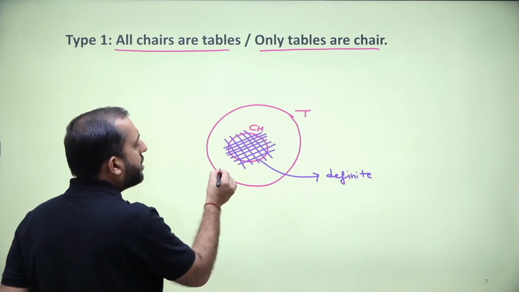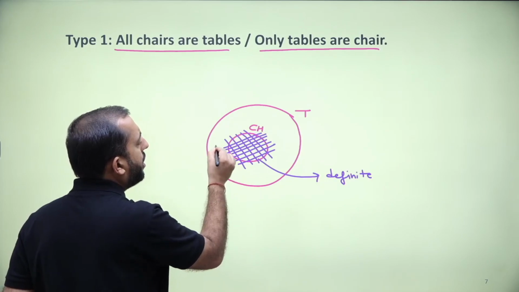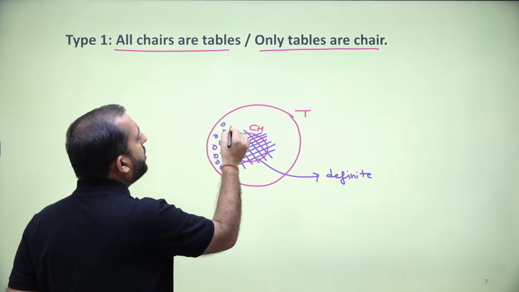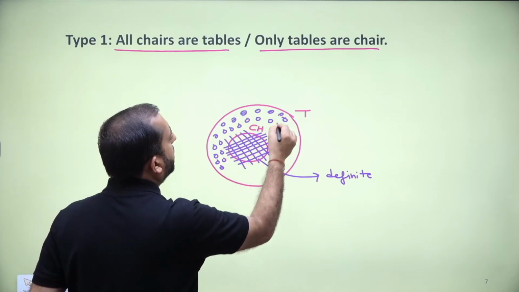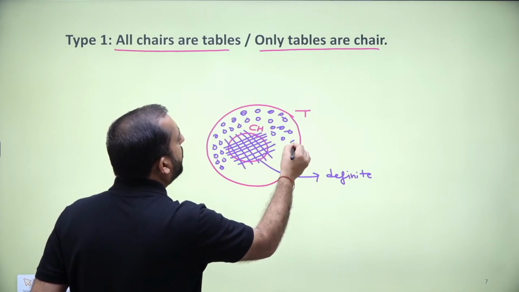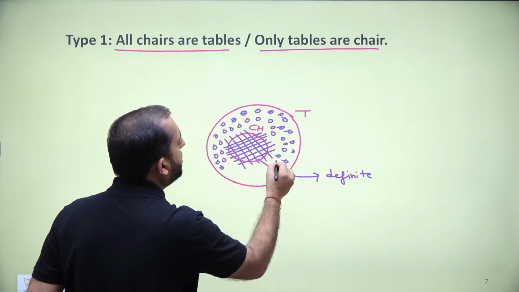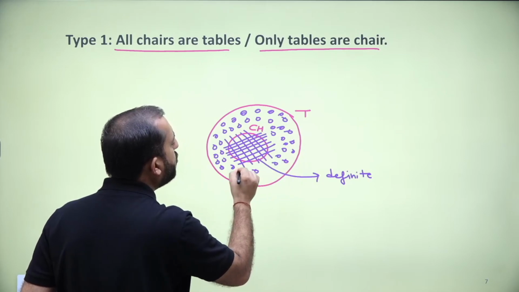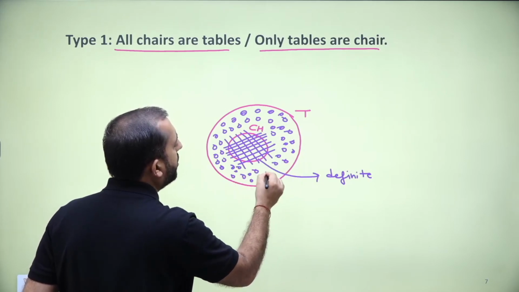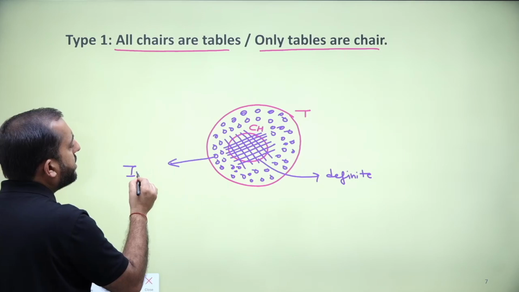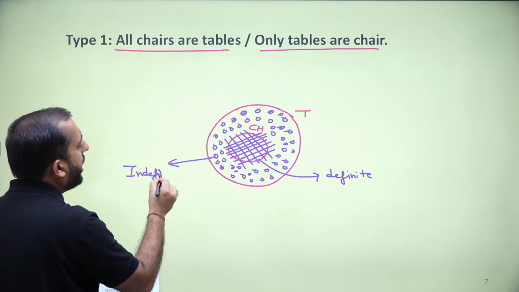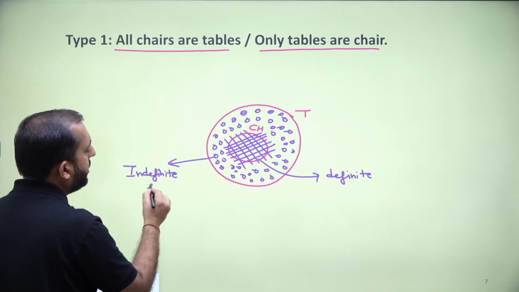And the region outside chair, which is related to table only, is called the indefinite region. This is a very important piece of information, guys. Mark it. We will use this information later. You should know the definite and indefinite region of every diagram. This is the indefinite region.